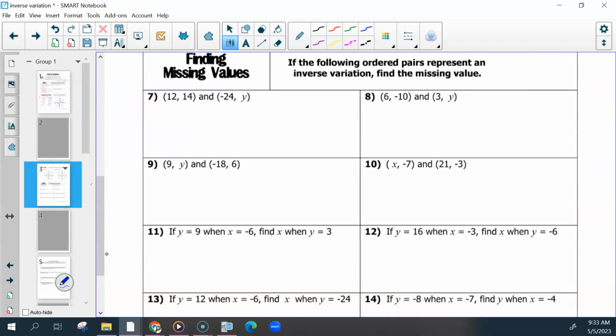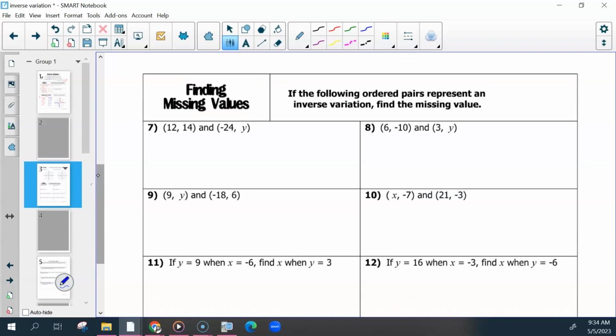In this section, 7 through 14, we're going to do a few of these. Similar to the direct, but the rules have changed. We do still have the ordered pair. We are still missing one, but now we're multiplying instead of dividing. So multiply those two. Tell me what you get. So that's our k value. In our equation, we could write that as y equals 168 over x.